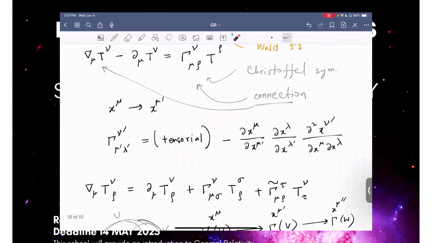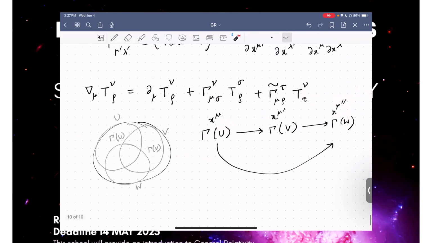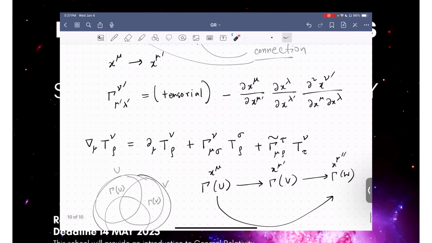There was a question: the expression doesn't have an extra gamma. I think I missed when this question arrived. So could you remind me which expression you are referring to? Covariant derivative of T. So something like this. So you're asking why is there gamma tilde? The expression doesn't have an extra gamma.